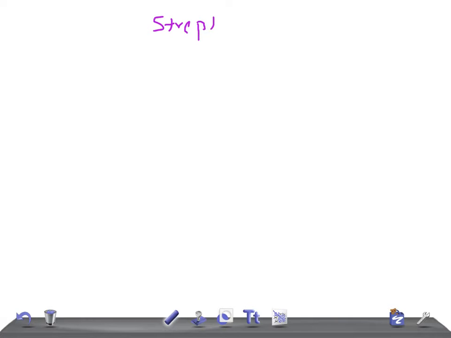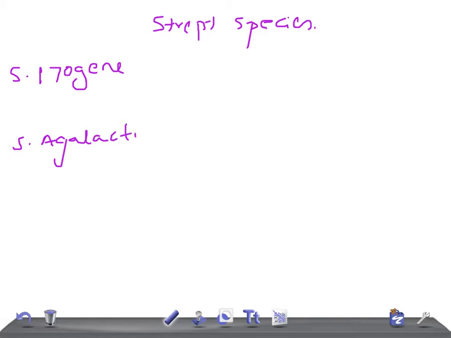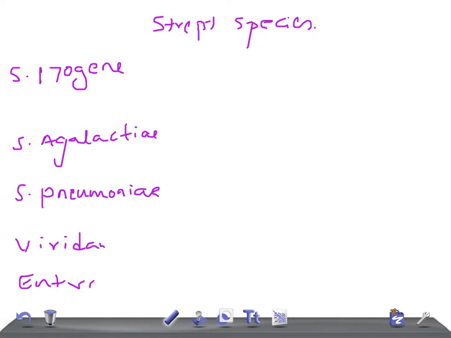This is a revision for you. Remember the species. Let's talk: Strep pyogenes, Strep agalactiae, Strep pneumoniae. Then we have the viridans Strep, that's sanguis and mutans. Then we have Enterococcus species. Let's revise.